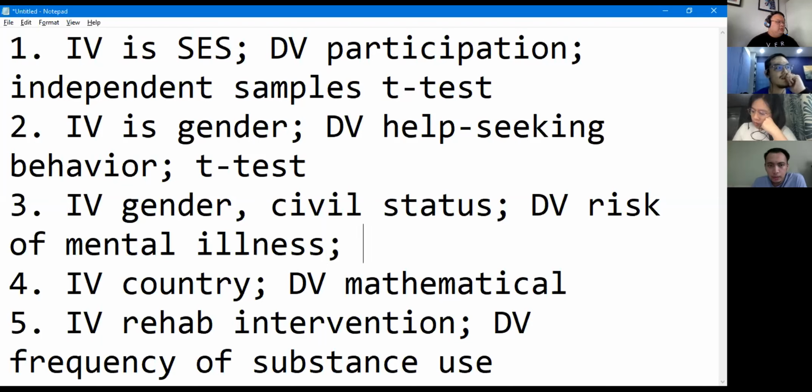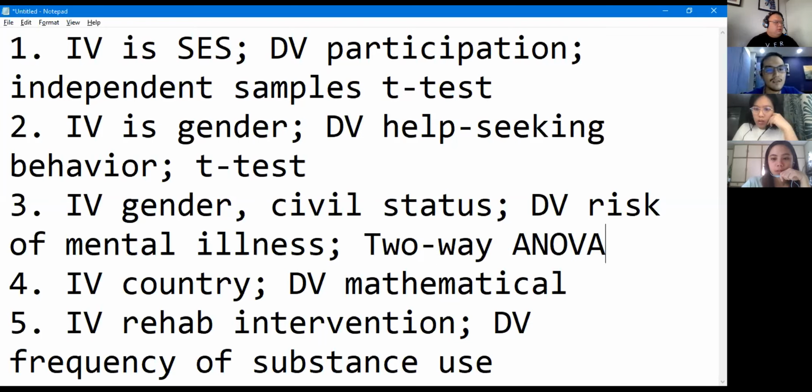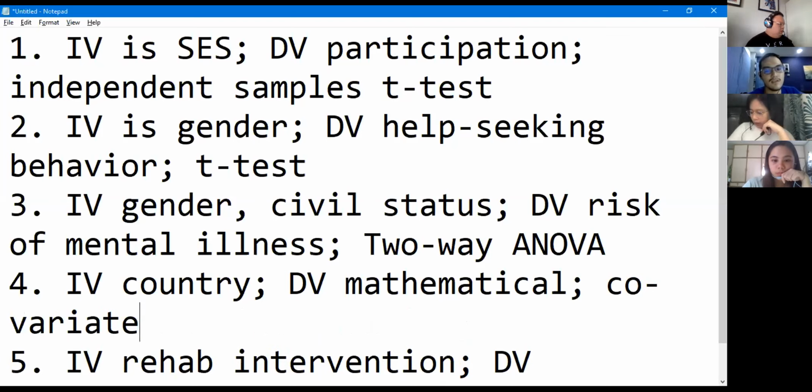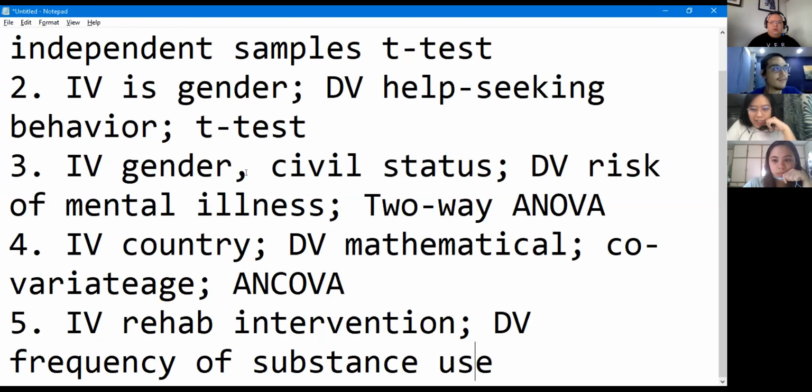Gender and civil status. ANOVA. Tapos 2-way ANOVA naman para sure na kaya. You have 2 IVs. Tama ba ako? Yeah, 2-way ANOVA. Number 4 is ANCOVA. We have covariate. Age. Then number 5 is a dependent samples t-test.